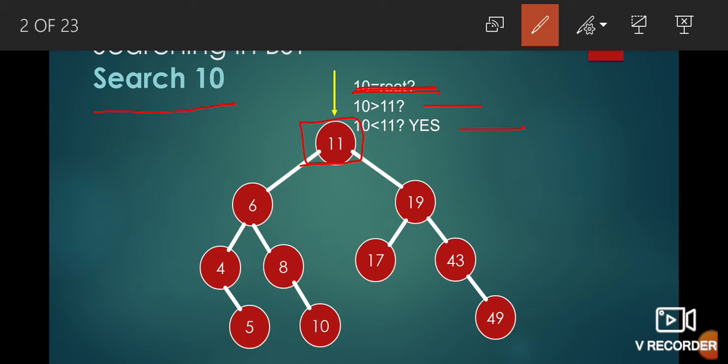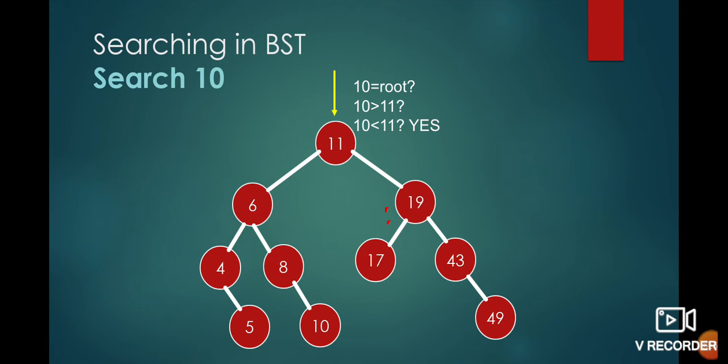So in a BST, if the number is less than the root node, it will be present in the left subtree. If the element is greater than the root node, then it will be in the right subtree. Here 10 is less than 11, so we will shift to the left subtree. Firstly I check if 10 is equal to 11 or not. It is not equal, so I check if it is greater or less. It is less than 11, so I will check the left subtree.